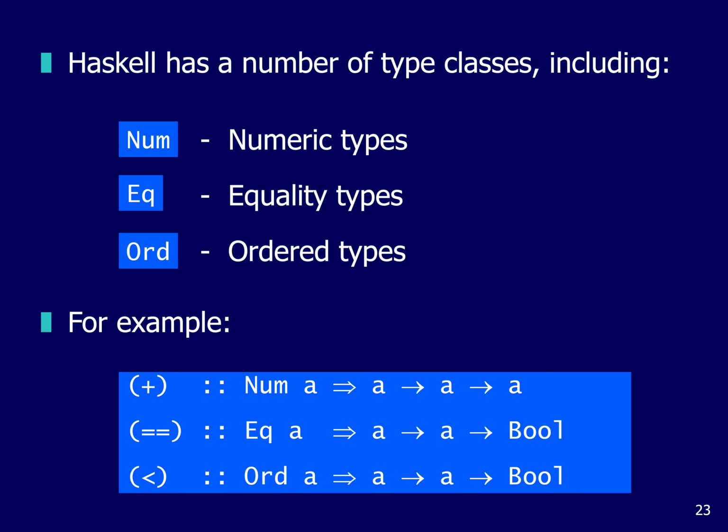So Haskell has a number of type classes. It's got lots of them. The three main ones that you'll come across in this course are shown here. You have Num, which is numeric types, you have Eq, which is equality types, and you have Ord, which is ordered types. And what these basic class constraints mean is illustrated by these three simple examples. We've already seen the first one. Addition for any numeric type A takes two A things and gives you an A thing. So we've already seen that one.